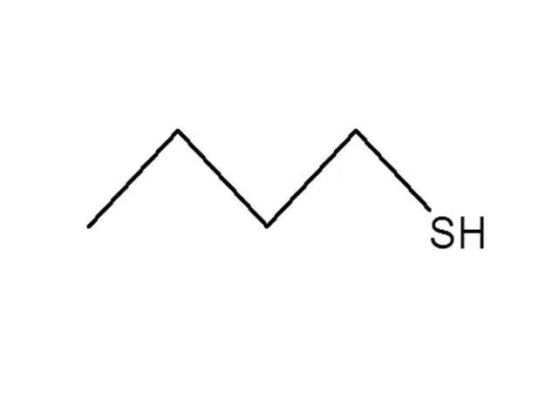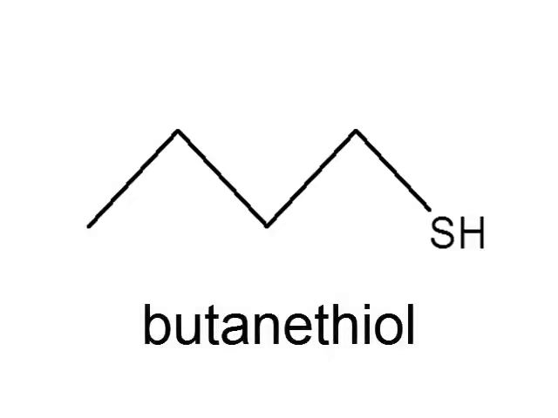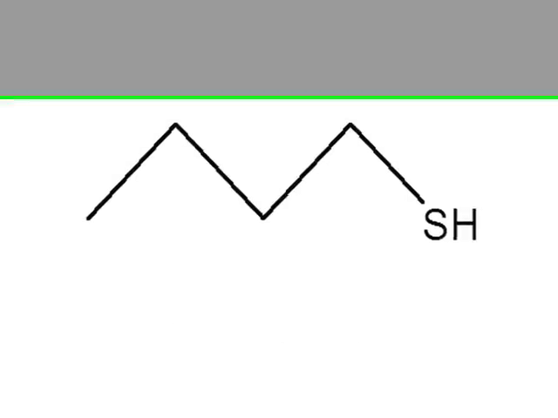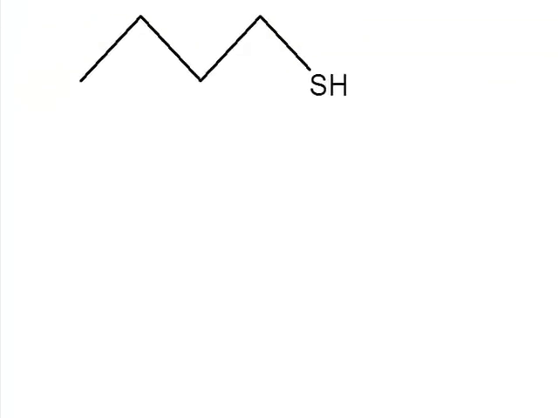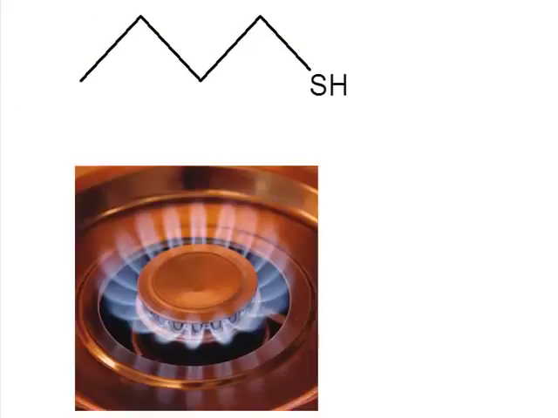This molecule has 4 carbons and the thiol group. We know that 4 carbons as an alkane would be butane, so we'll call this molecule butane thiol. I mentioned that many thiols have a particularly pungent odor. You're actually familiar with the odor of butane thiol if you've ever smelled natural gas.